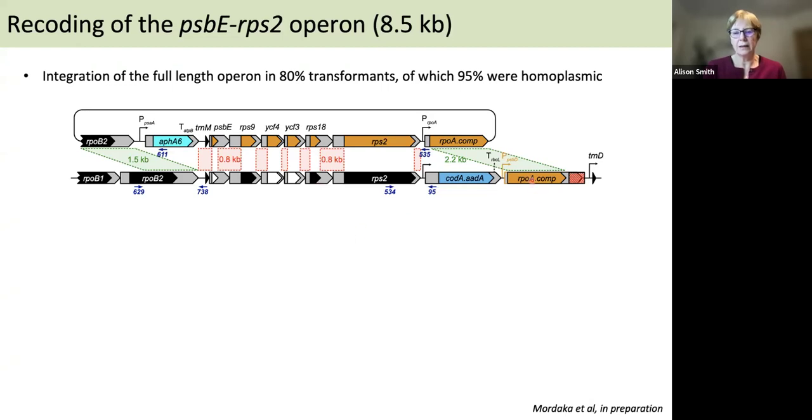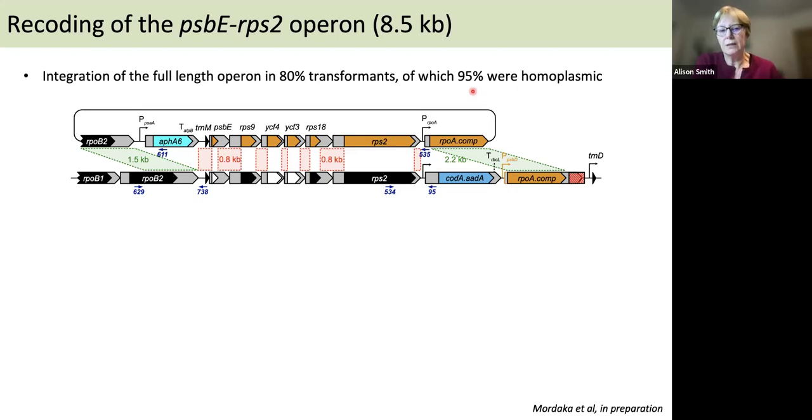So this is taking the strain that we'd already modified, so it had already been recoded. Pavel introduced this entire modified region where it's all been recoded. And he got in 80% of the transformants, there was integration of the full-length operon, and 95% of them showed homoplasmy. So the few that didn't, it's probably simply not long enough to sort out.